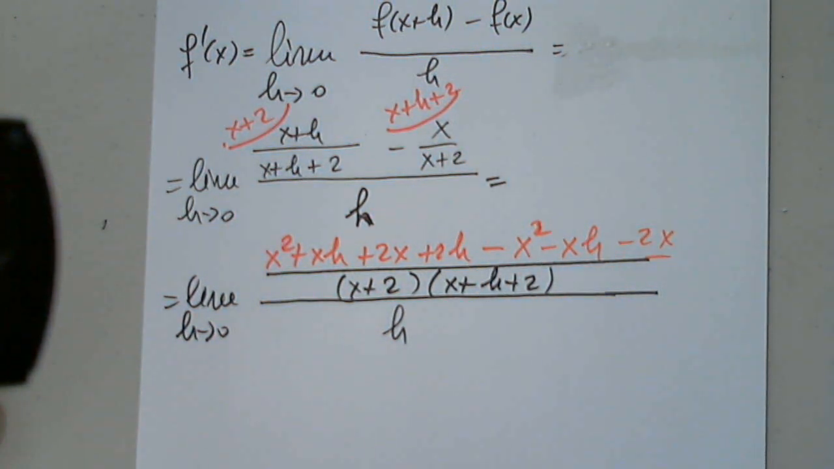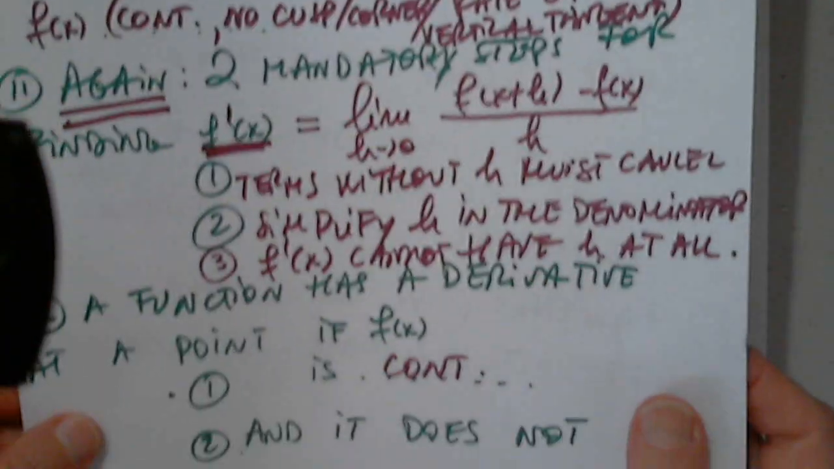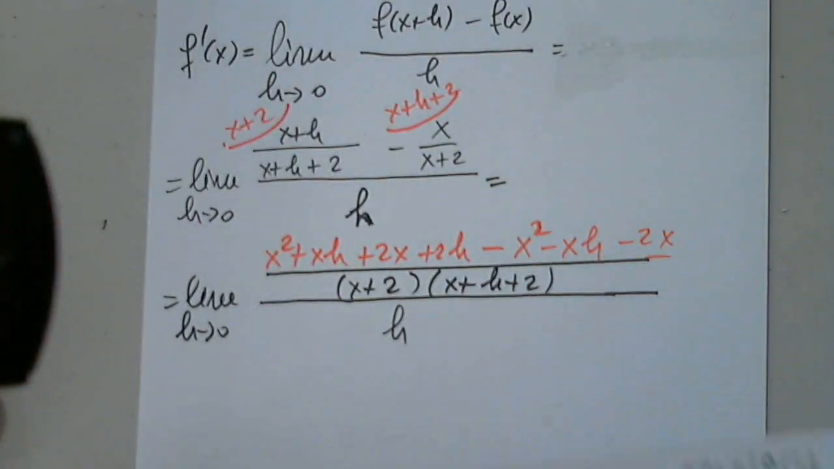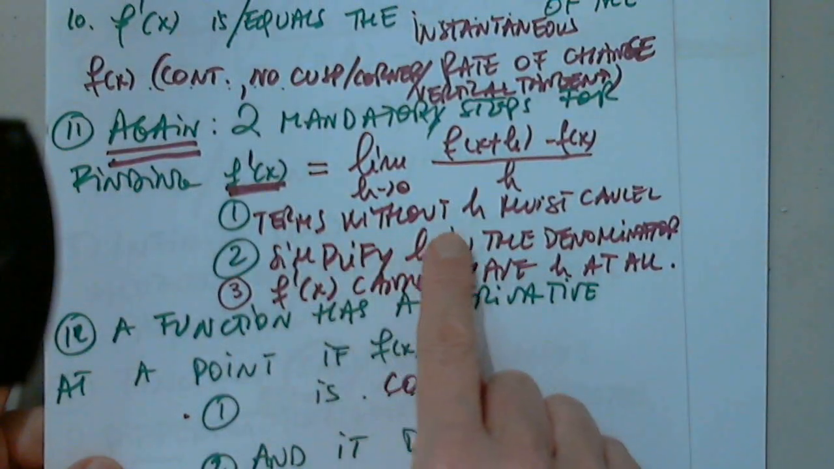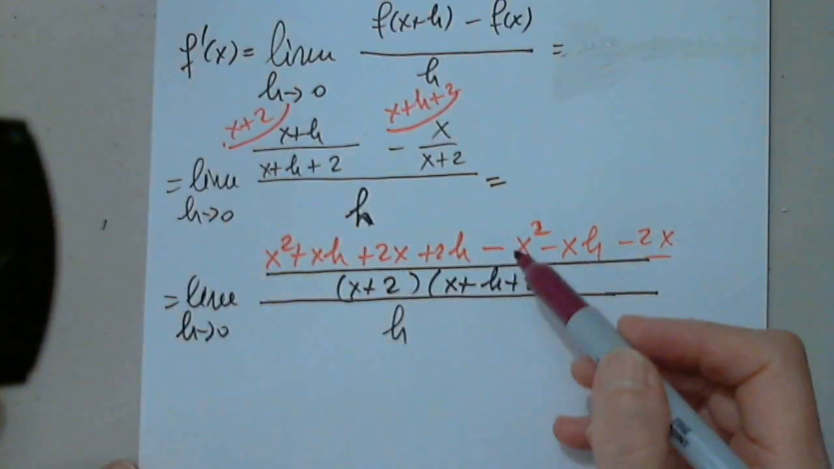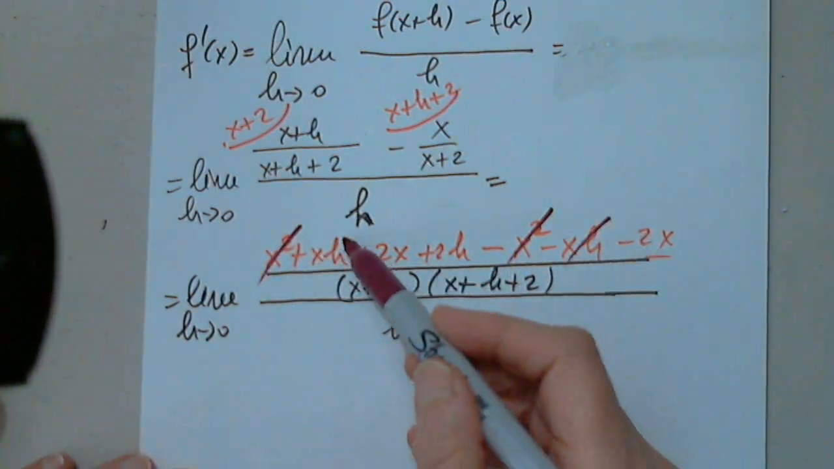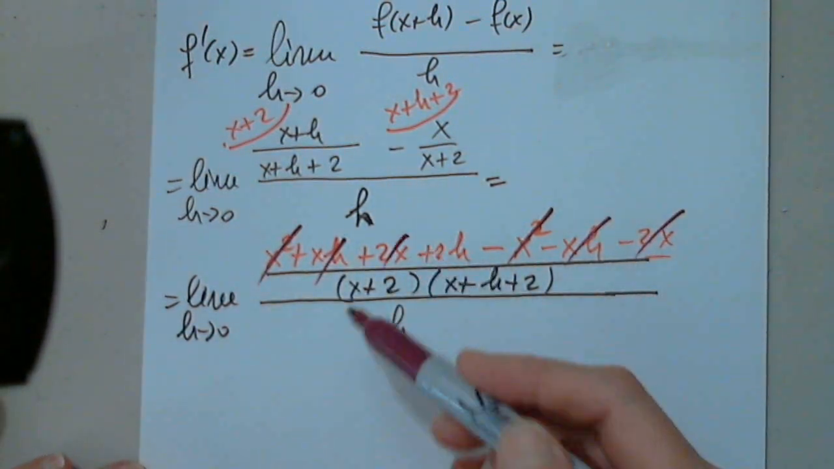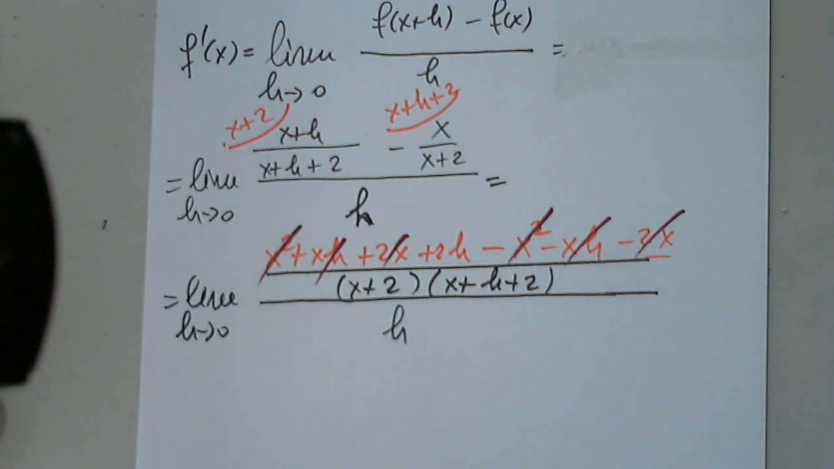So back to our notes. Number 1 has to happen. Terms without h must go away. Do they? If they don't, we have a mistake somewhere. So let's see. In addition, there may be more terms, but at least all terms without h, minimum. The terms without h must go away, and they do.